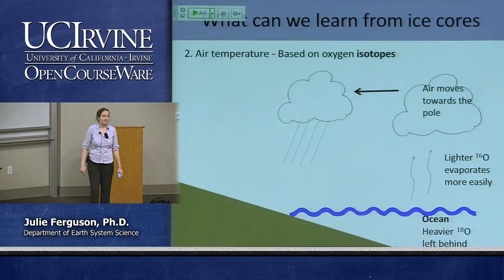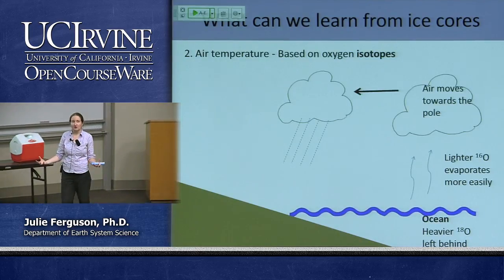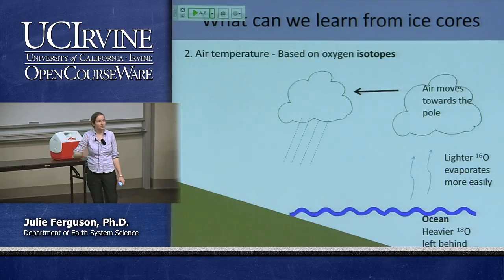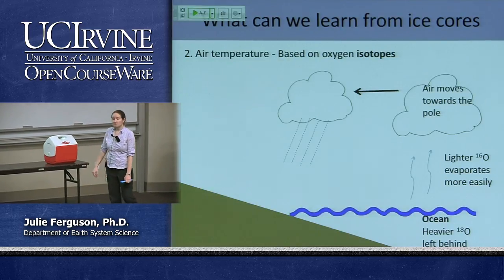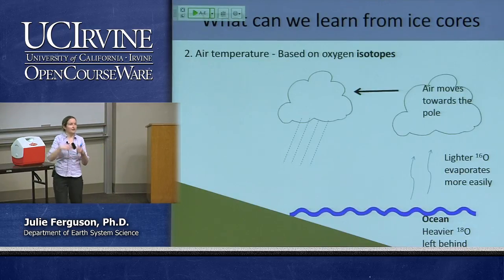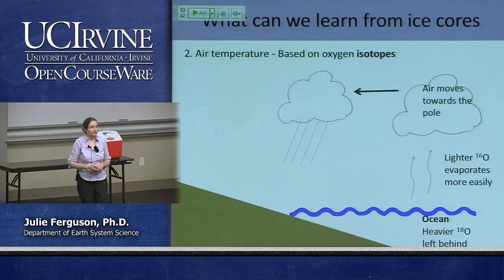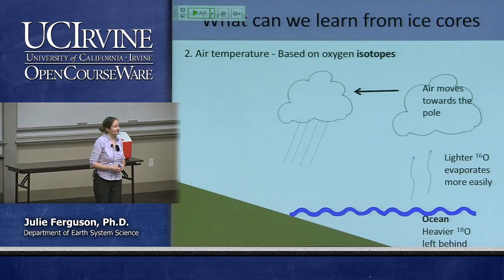So our clouds tend to have more oxygen 16 in them. And those clouds tend to move towards the pole. We have lots of evaporation happening over warm areas of our ocean, and then that tends to move towards our pole. As it moves towards the pole, it gets colder and colder, and so we get more of that water vapor condensing out, and we get rainfall. What do you think is going to be more likely to fall out of our cloud? Water containing oxygen 16 or water containing oxygen 18? 18. Why? Because it's heavier.